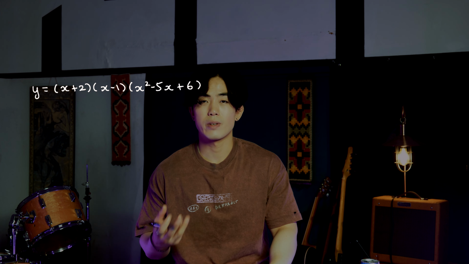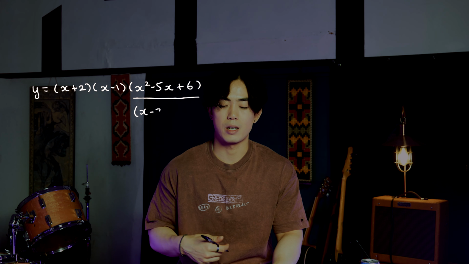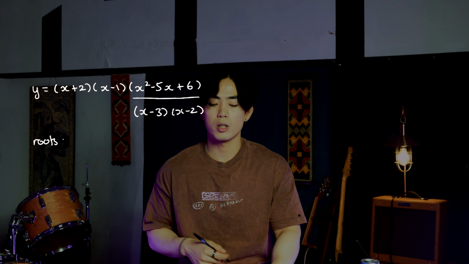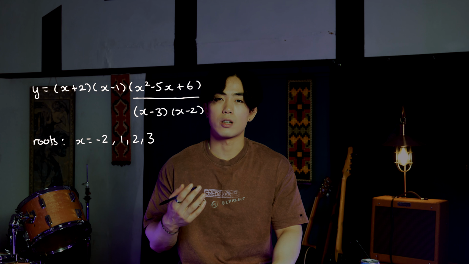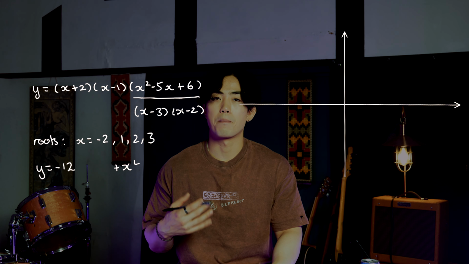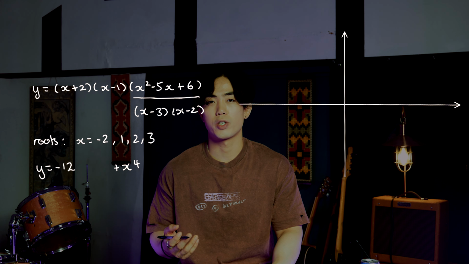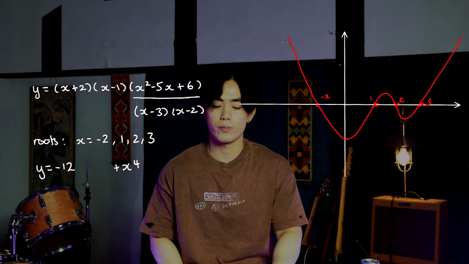Right, so first things first, we need to find the roots. So this term here, we can factorize to x minus 3, x minus 2. So we know the roots are going to be at minus 2, 1, 2, and 3. It's going to cross the y-axis at y is negative 12. And it's also, once again, a positive x to the power 4 coefficient. So it's going to look like a W. And if you just sketch it, it will look something like so.